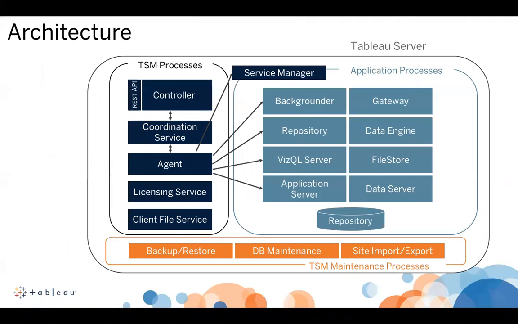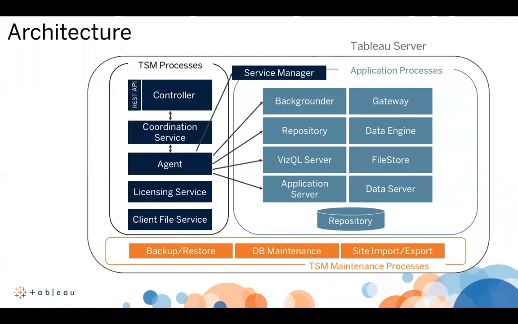So let's talk a little bit about all these changes and some architectural changes and processes introduced with TSM. In TSM, we have 6 core services, which are in dark blue on the left here. Controller, coordination service, agent, licensing, client file services, and services manager. This group makes up what we call TSM processes.